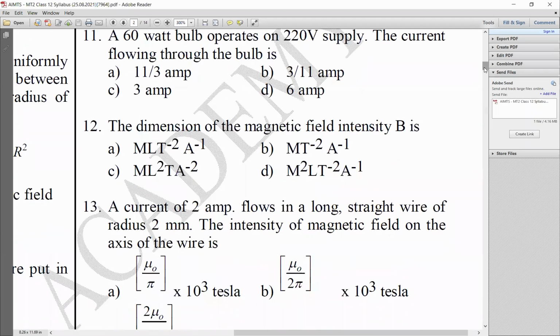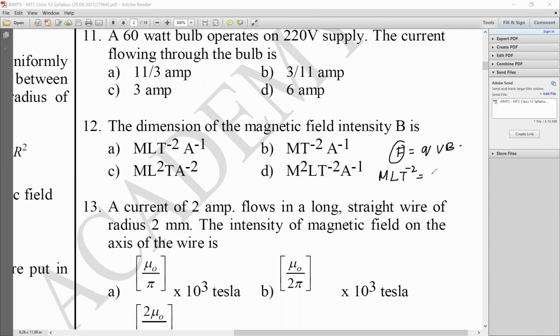The dimension of magnetic field intensity B. What will be the dimension for magnetic field intensity B? So with that, force is nothing but QVB. Force is Newton. I can write force as mass into acceleration. That means M, acceleration was meter per second square.